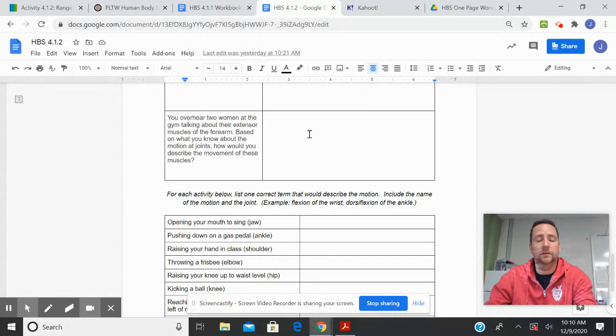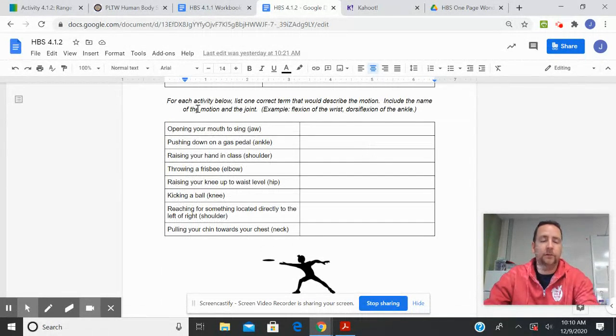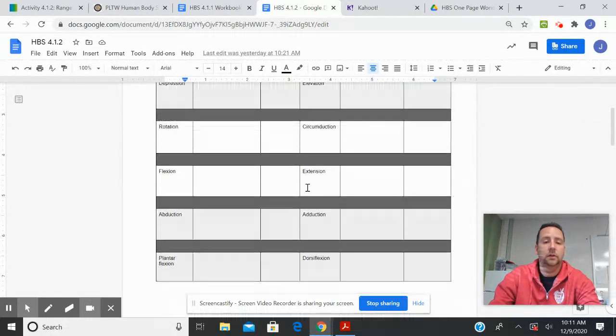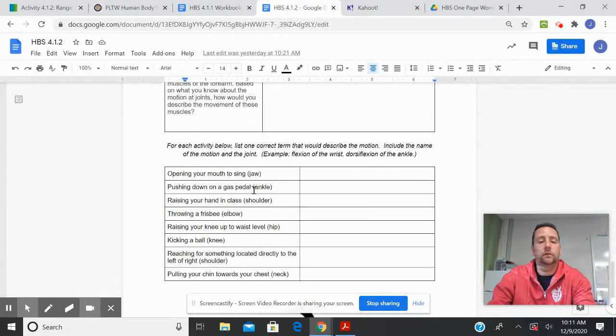And then a couple more questions, and another question related to the definition of like the extensor muscle. So what does that mean for an extensor muscle? Well, think about flexion versus extension. What do you think that would mean? And finally, I put some scenarios in here. So you're going to use one of the terms from up here, one of these 10 terms, for each of these.